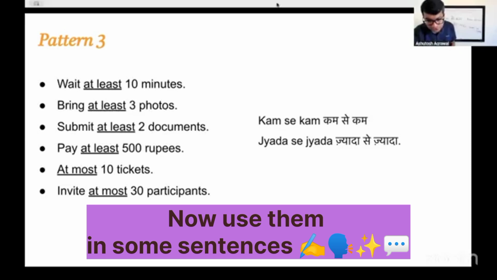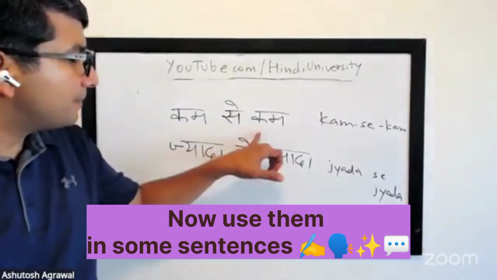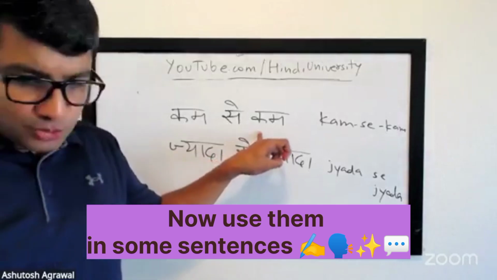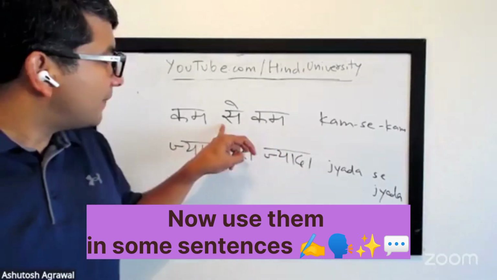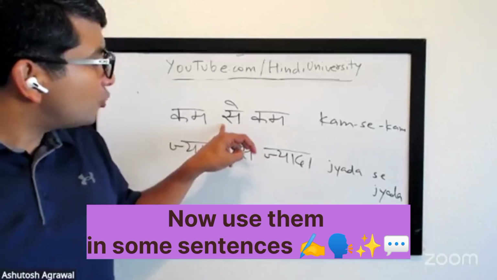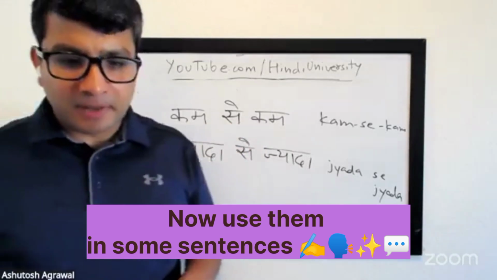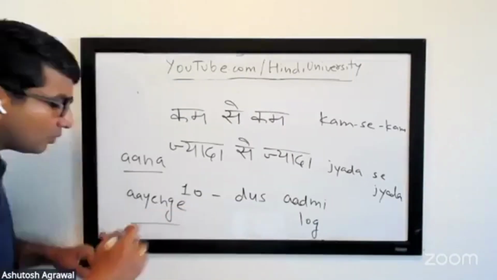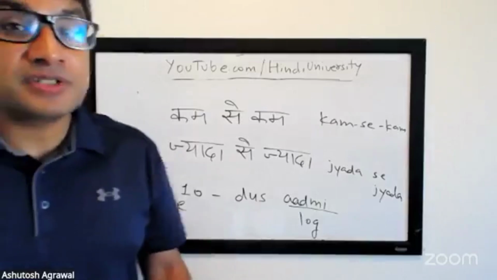Now use it in some sentences, right? Let's use it in simple sentences, then we can always do the complex one, right? You want to say at least 10 people will come. कम से कम 10 लोग आएंगे. At most 50 people will come. ज्यादा से ज्यादा 50 लोग आएंगे.